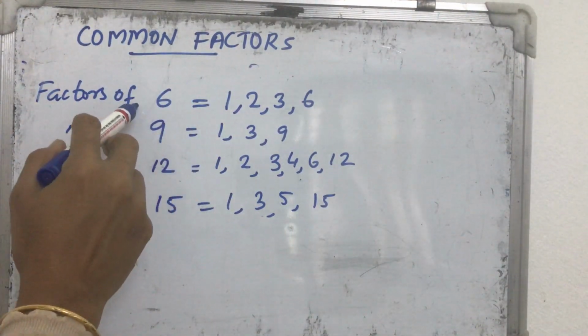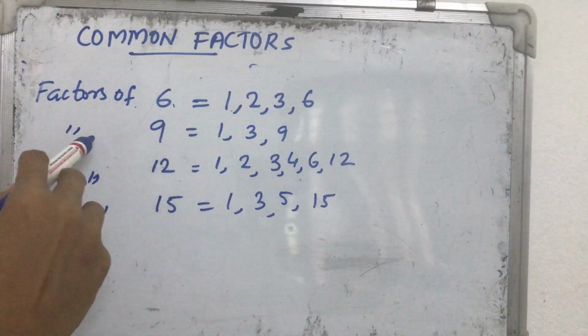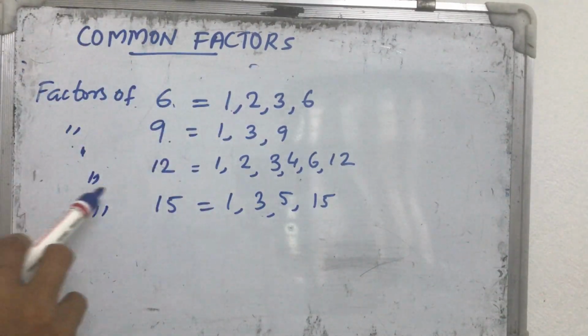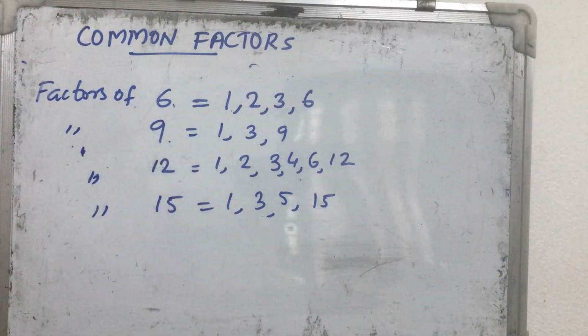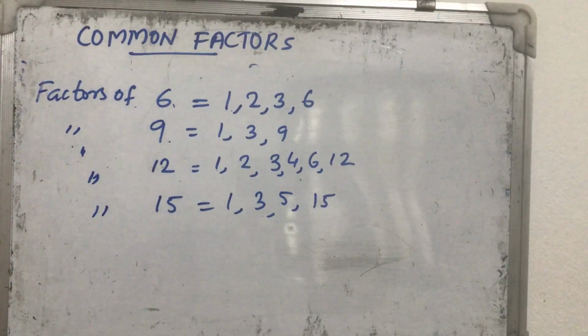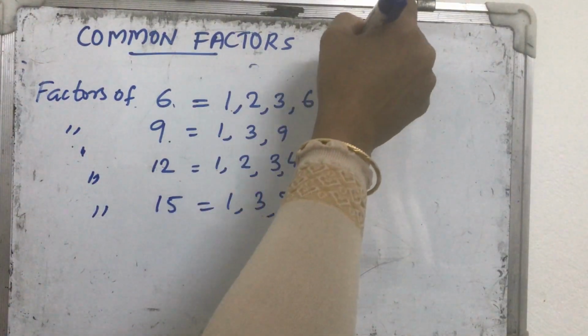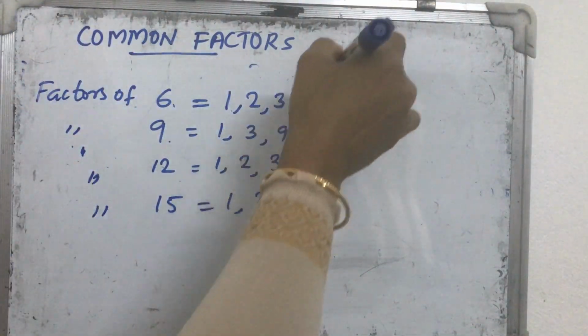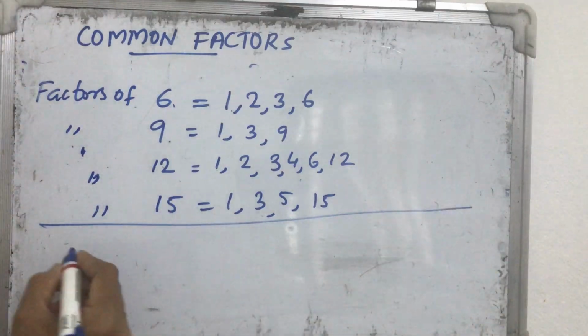Okay. Look, in the factors of 6, 1 is there. Factors of 9, there is also 1. Factors of 12, 1. Factors of 15, there is 1. So 1 is the common factor of every number. In all numbers' factors, there will be 1. Okay. So that is the first property of factors. So the first property we can discuss.